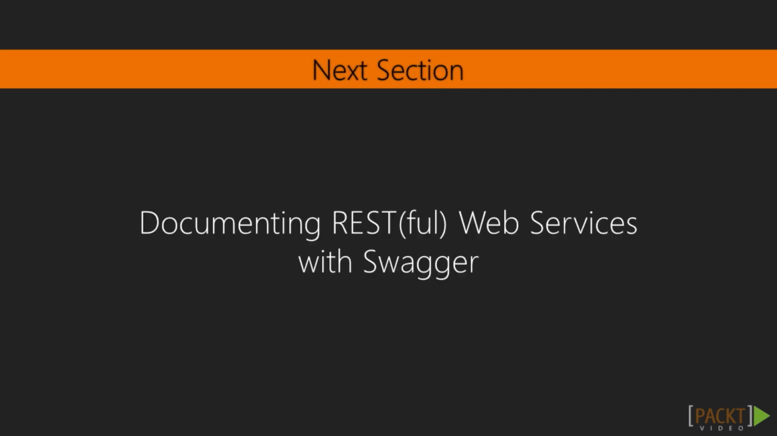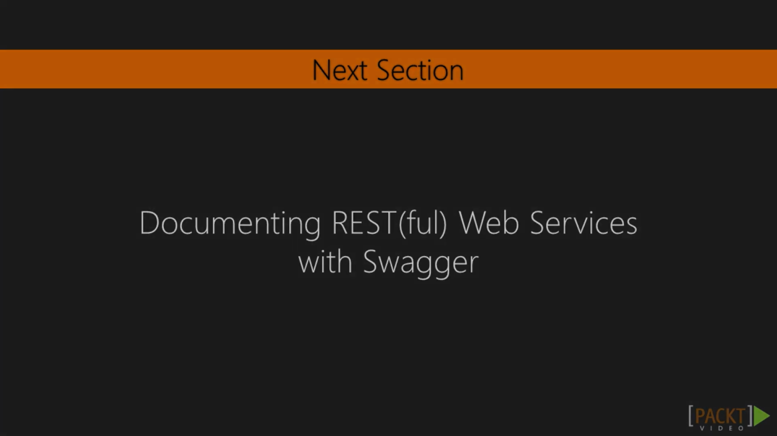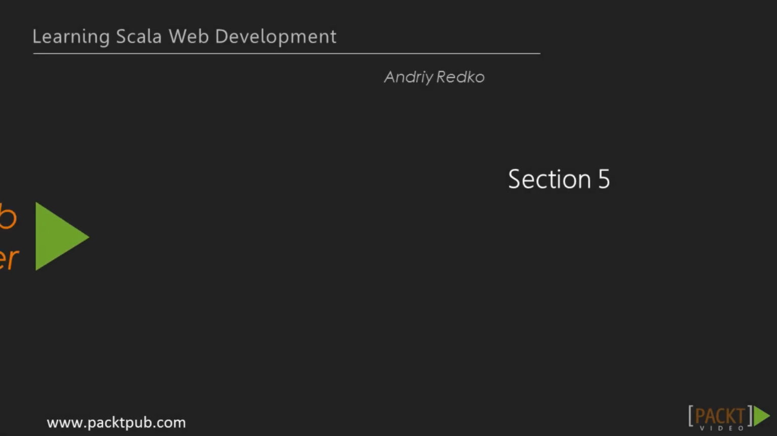In the next section, we're going to discuss a very important subject of documenting RESTful web services and APIs. There are strong signals that our book catalog web APIs are going to be used by many independent developers and companies, so we have to make sure we provide all the necessary details to them about how to properly use the API. Welcome to section 5.